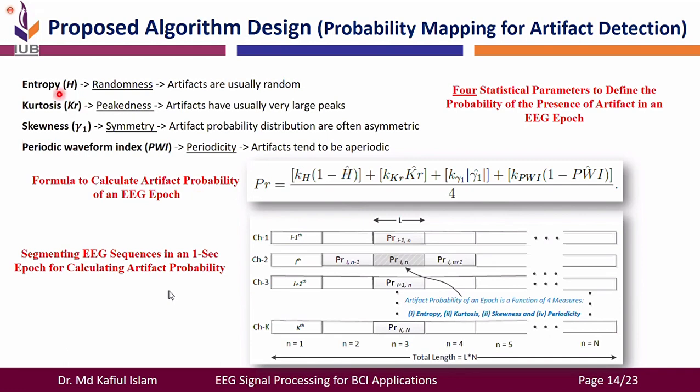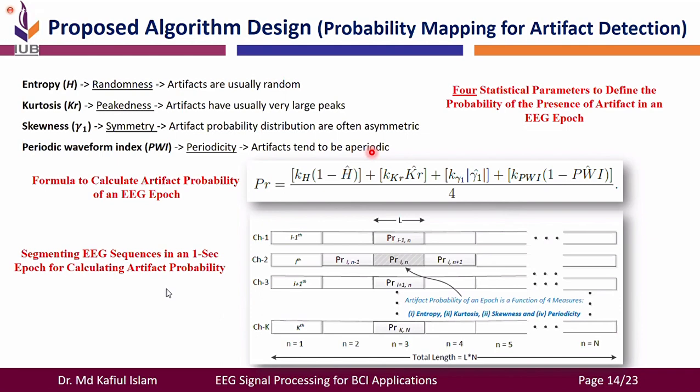So the motivation is that entropy is the measure of randomness. From analyzing artifact and EEG characteristics, we have found that artifacts are usually more random than the EEG background segments. Artifacts usually have higher amplitudes of peaks, which can be measured by kurtosis. Skewness: artifact probability distributions are often asymmetric, either left or right skewed. We have found that artifacts tend to be aperiodic and irregular. Most of them are irregular compared to the EEG signal itself.